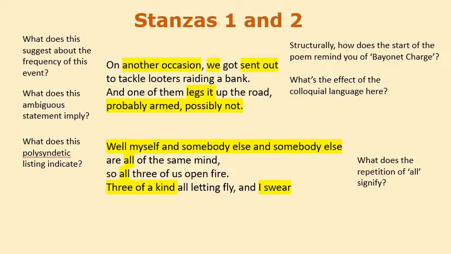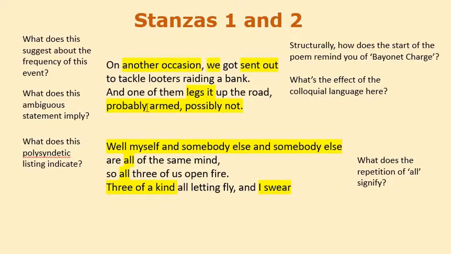So on another occasion, we got sent out to tackle looters raiding a bank, and one of them legs it up the road, possibly armed, possibly not. And you see here, on another occasion, it tells us how frequently this happened. It was constant, it was all the time, it was another occasion, nothing special. And the way Armitage uses language here is very colloquial, which means it's quite conversational and chatty. It's almost anecdotal, like he's telling the story at a pub.